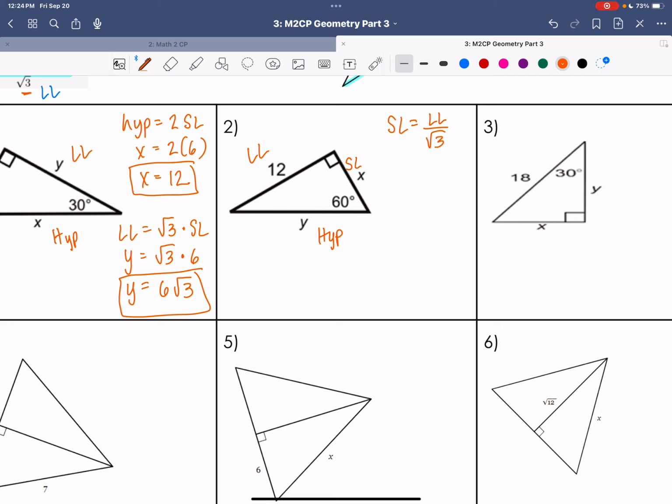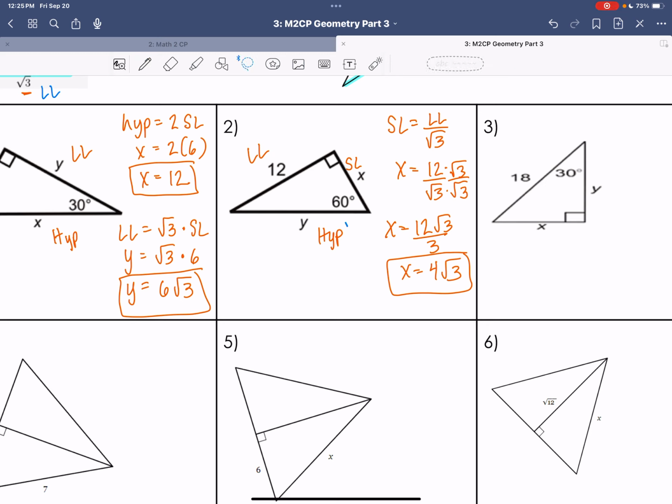So your short leg is x, your long leg is 12, and you're dividing by root 3. Now again, we can't have root 3 in the denominator, so you have to multiply by the same thing to rationalize it, and you're going to get x equals 12 root 3 over 3. Well, that can simplify, because remember, these can simplify to 4. And you're going to get x equals 4 root 3. So that's for x.